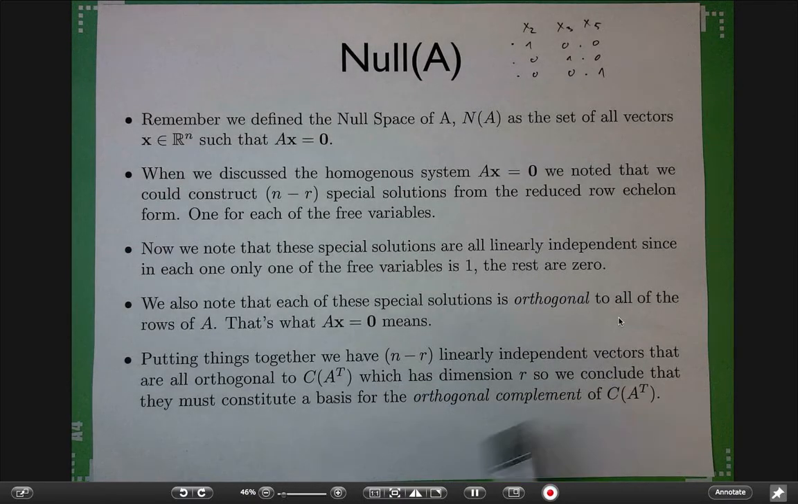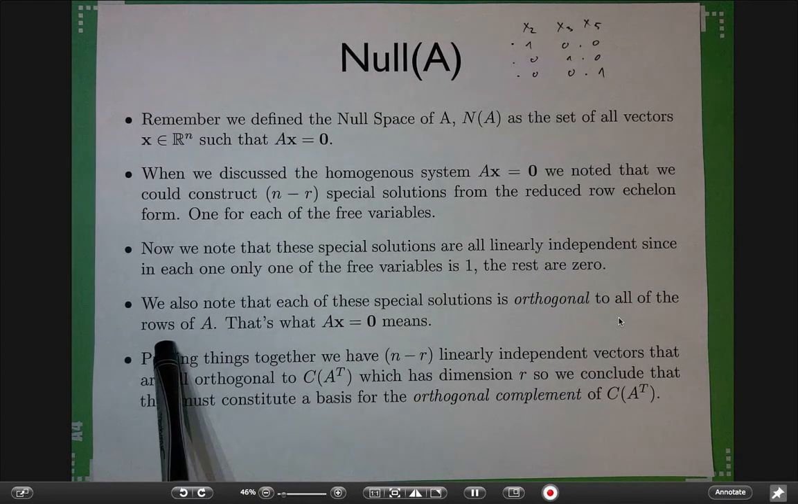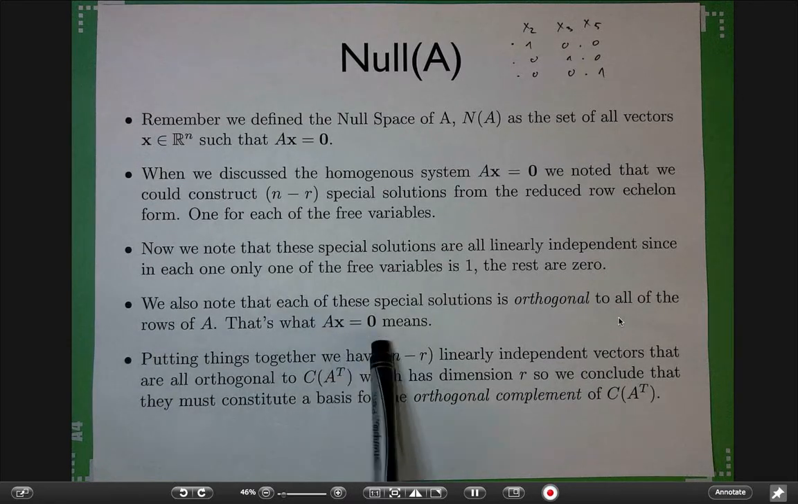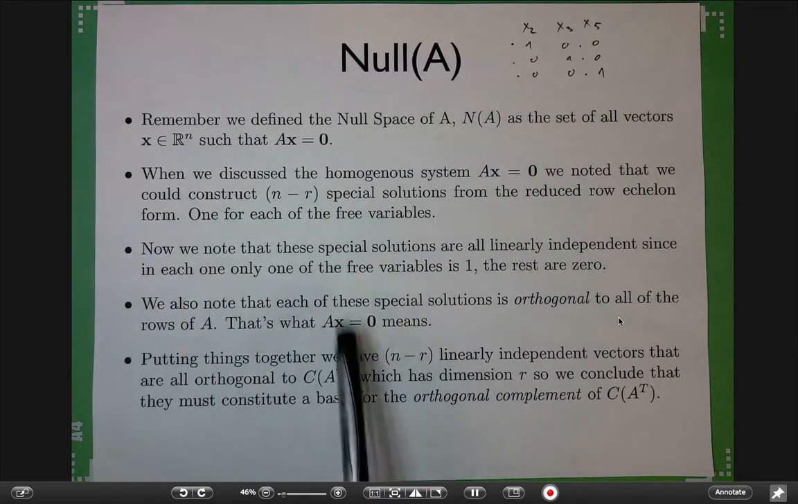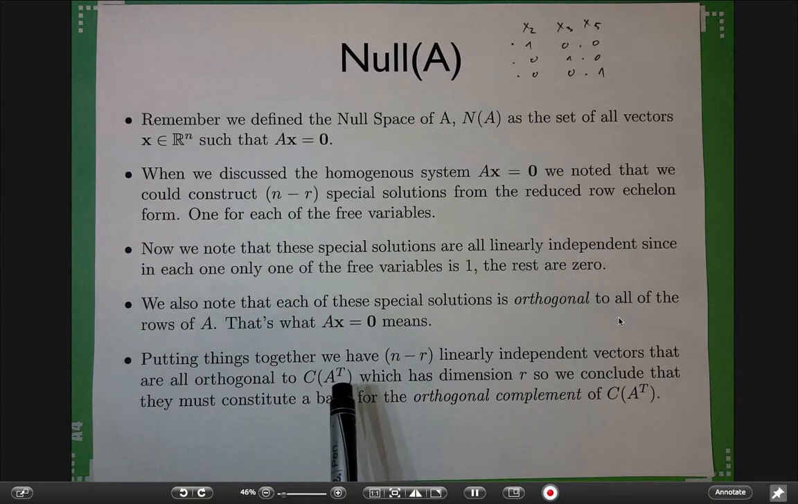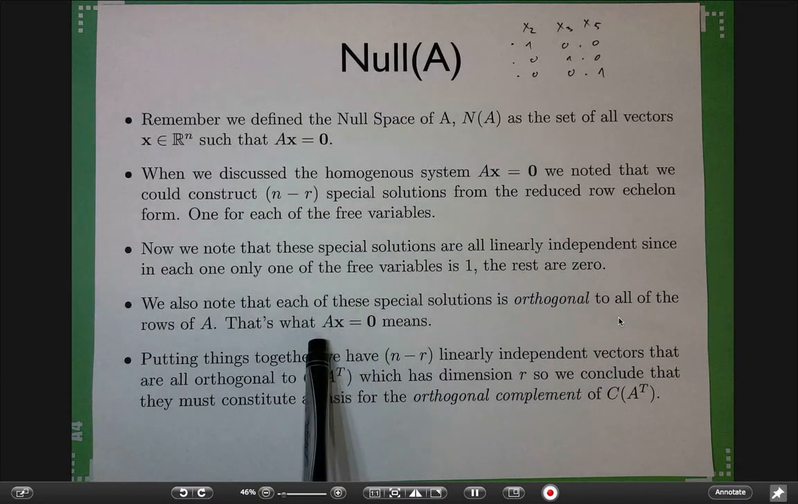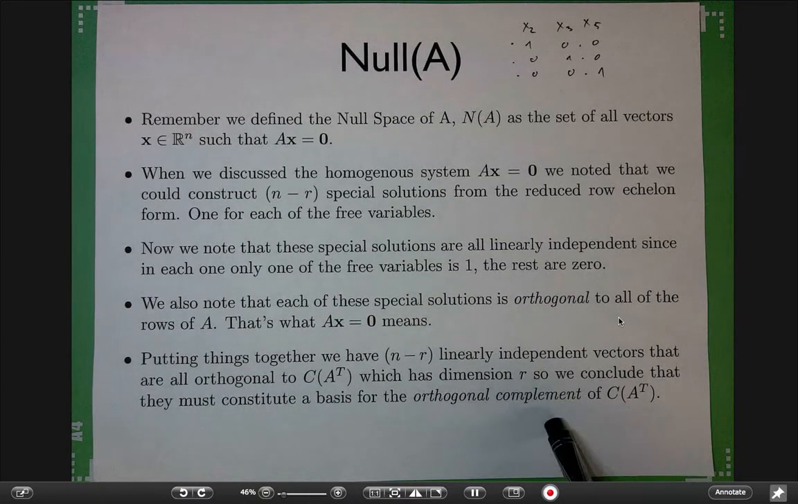You can also invoke the concept of orthogonality and realize that this actually means that all the vectors x that are in the null space are orthogonal to all of the rows of A. That's exactly what this means, right? Because multiplying A by x means multiplying every row of A by x. And if it's 0 everywhere, it means that x is orthogonal to all the rows of A, which means that x is in the orthogonal complement of the row space. That's written here.